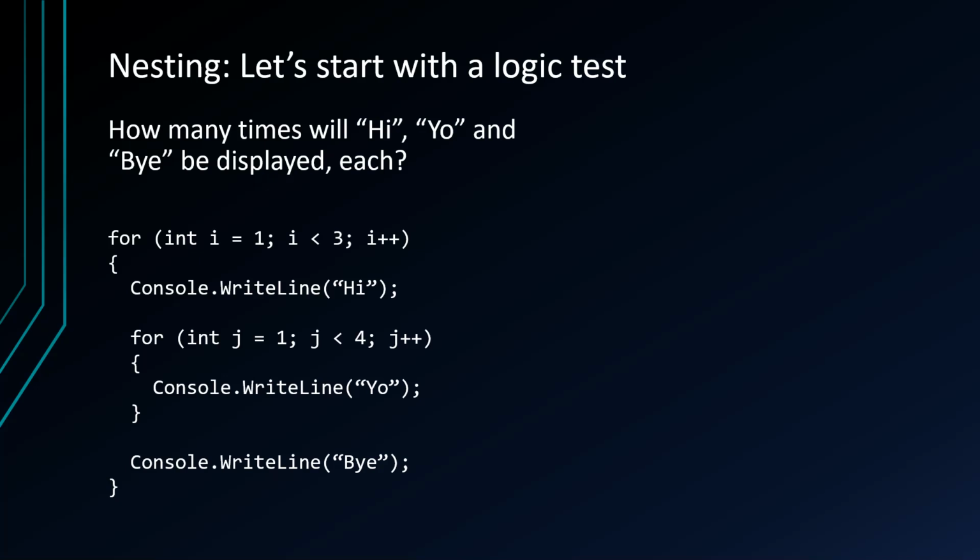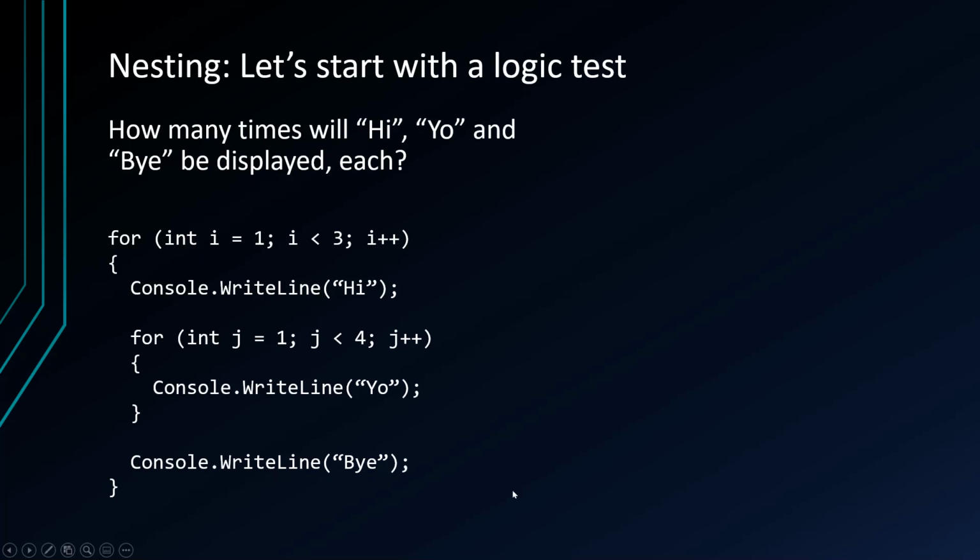Okay, so looking at this, we got to look at the way the loops are created. So we have this outer loop here, this for I loop. And it starts at 1, it keeps looping as long as I is less than 3. So that means I is 1, I is 2. So there's only going to be 2 iterations of that outer loop. Inside, it says keep looping, start at 1, and keep looping as long as j is less than 4. So j is 1, 2, and 3. So that means there's 3 iterations of the inner loop. So does that mean we're going to see hi once, yo 3 times, and bye once?